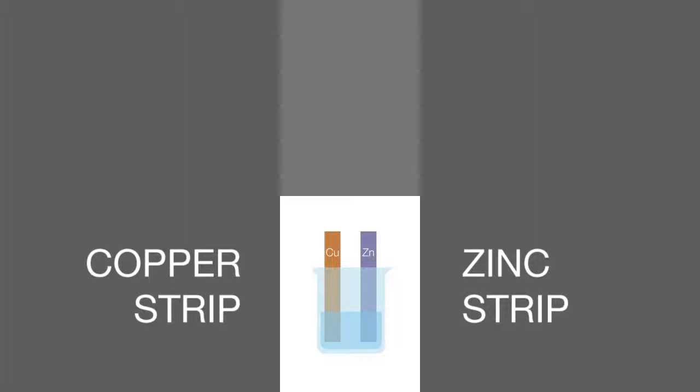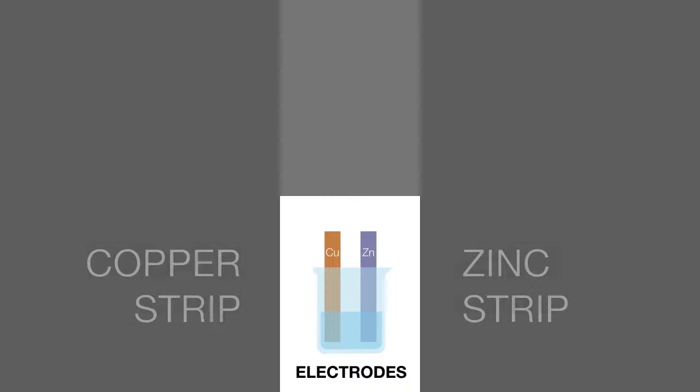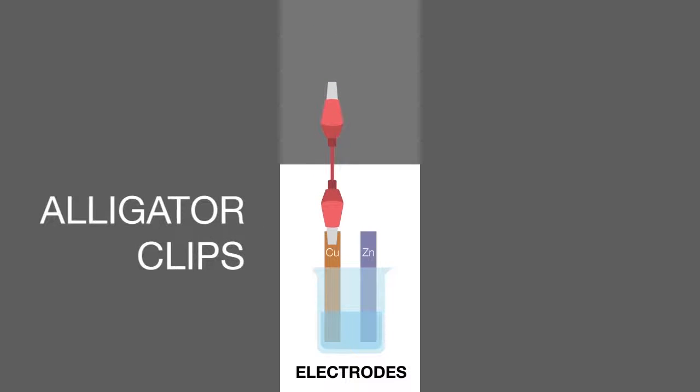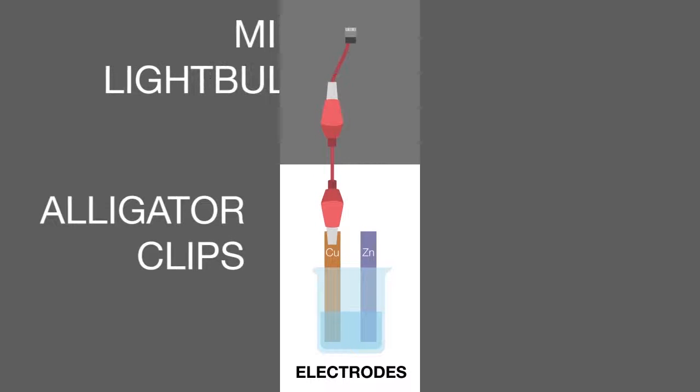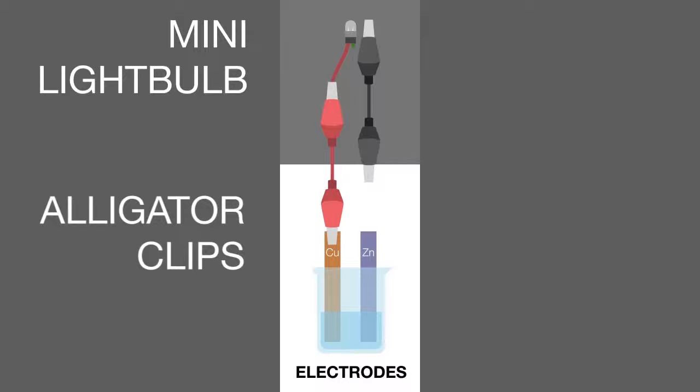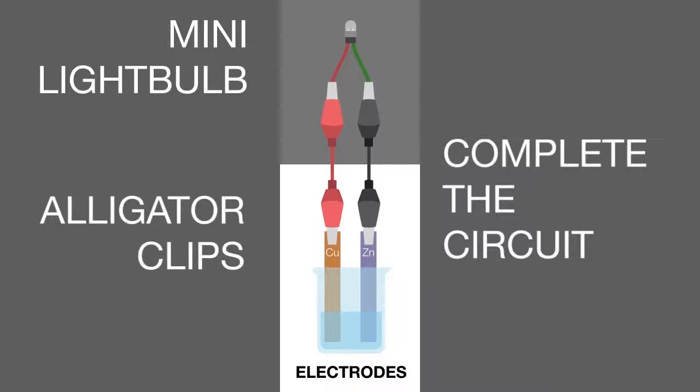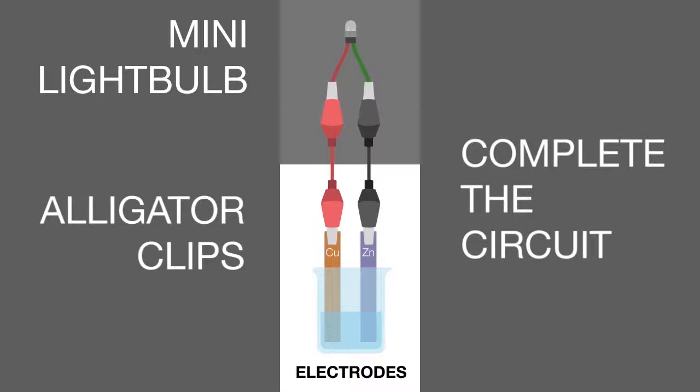These will act as electrodes. Using 2 alligator clips, connect one strip to one end of the mini light bulb and another strip to the other end to complete the circuit. You will see that the light bulb lights up. Hence, this solution conducts electricity.